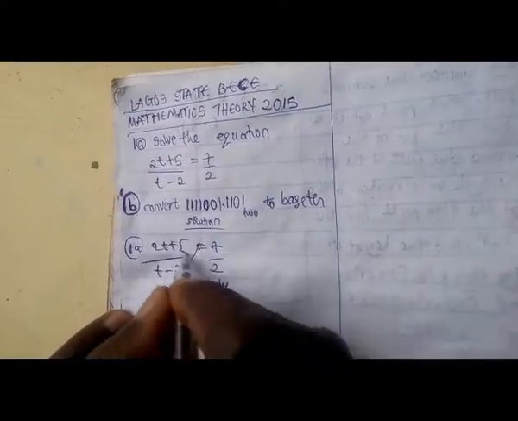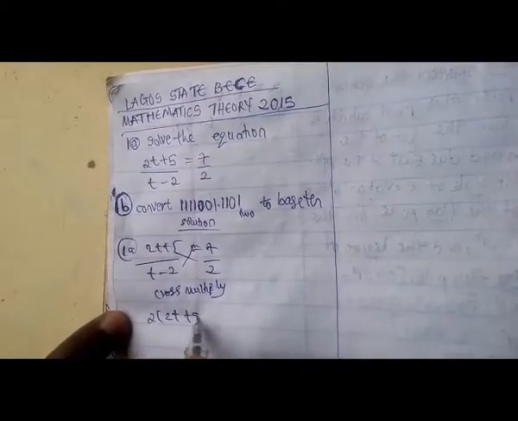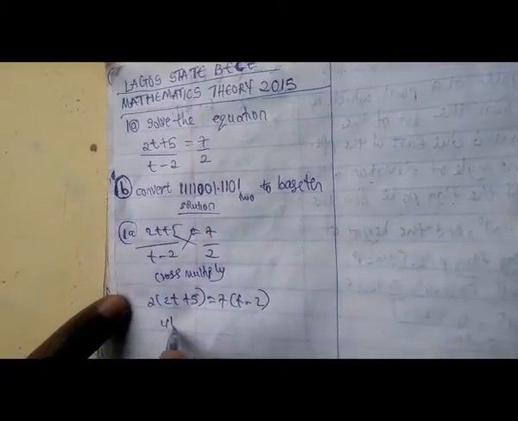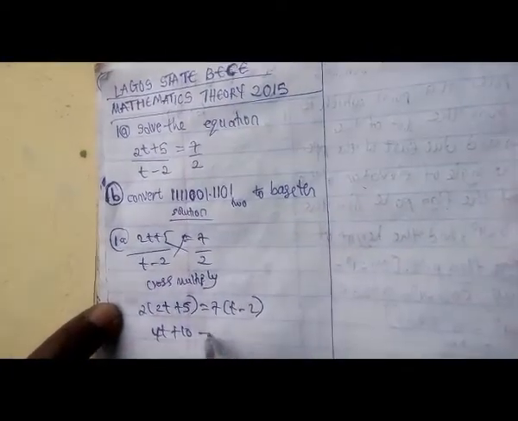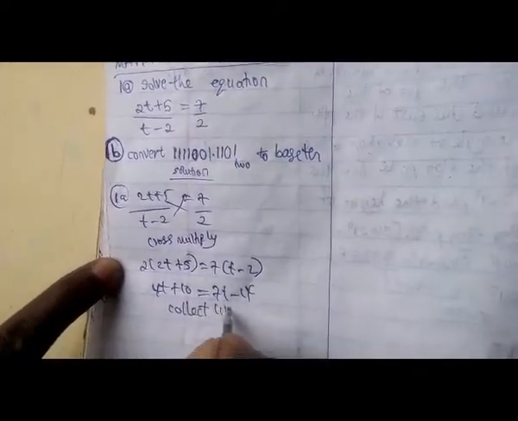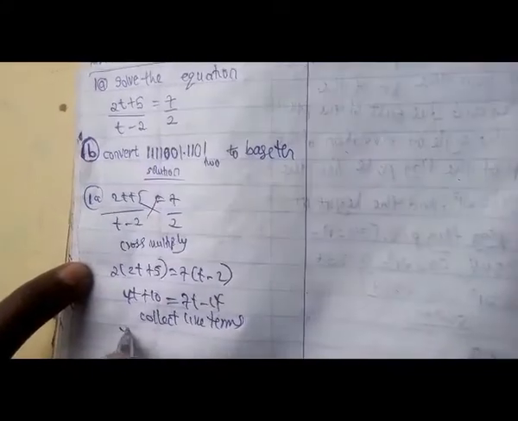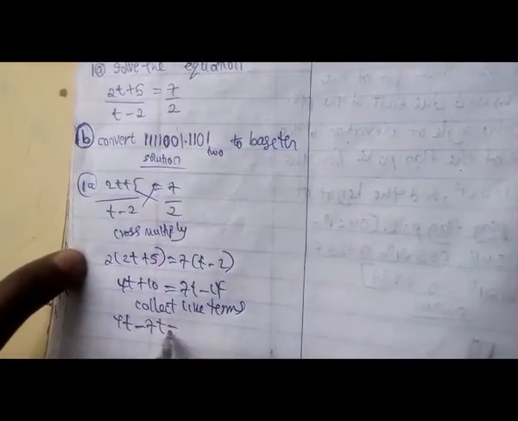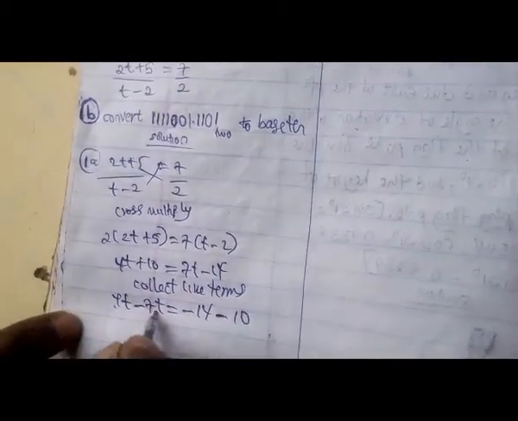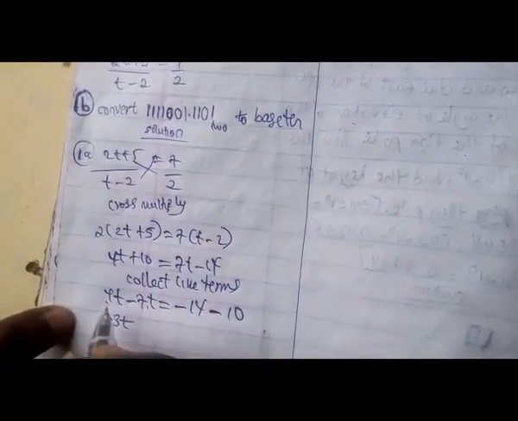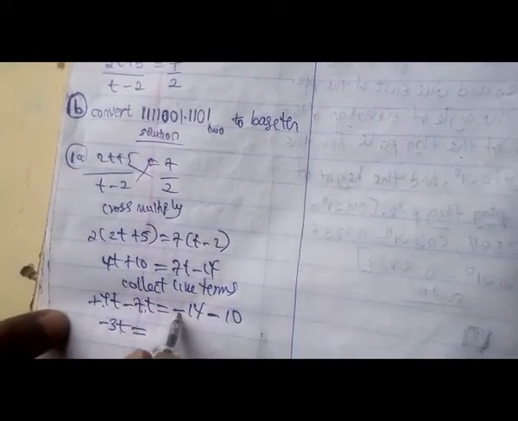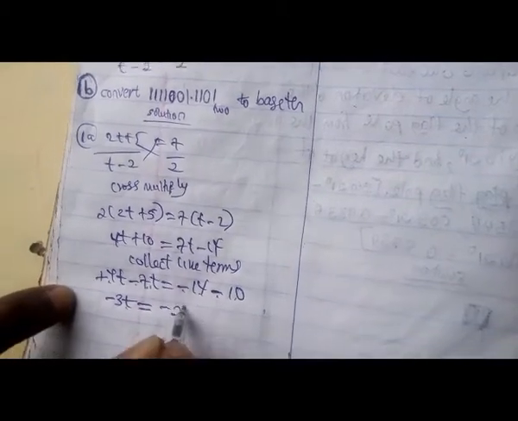Once you cross multiply, it will be 2(2t + 5) = 7(t - 2). Let's open the bracket. That's 4t + 10 = 7t - 14. Then we collect like terms. That's 4t - 7t = -14 - 10. Then 4t minus 7t, that's -3t. And -14 minus 10, that's -24.